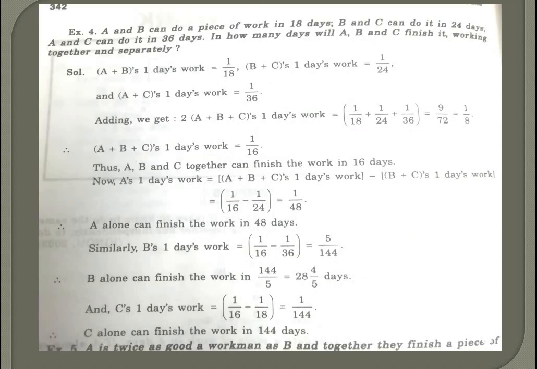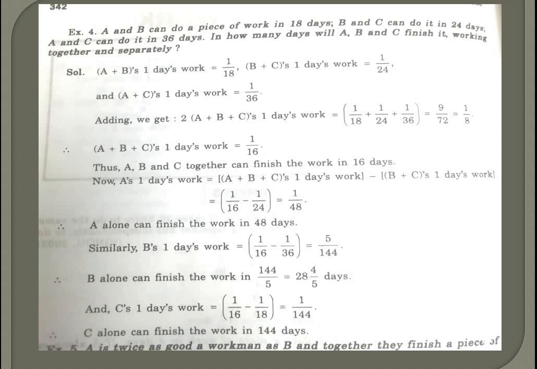Next example, A and B can do a piece of work in 18 days. So A plus B's 1 day work is 1 by 18. B and C can do it in 24 days. So B plus C's 1 day work is 1 by 24. And similarly, A and C can do it in 36 days, which is 1 by 36. So they have asked the question, how many days will A, B and C finish it, separately and together?